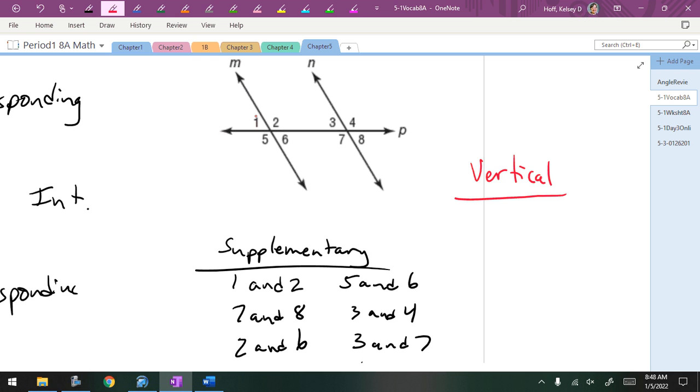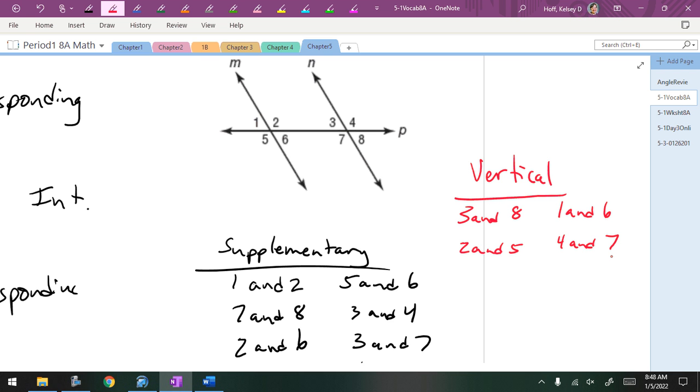By the raise of your hand, can anybody give me a set of vertical angles? Marilyn, what do you think? 3 and 8, yes. Petro. Oh, geez, he just stole all of them. 1 and 6 and 2 and 5 and 4 and 7. I'm sorry, Bryce. I was going to call on you next, and Petro stole all your answers. Rude.